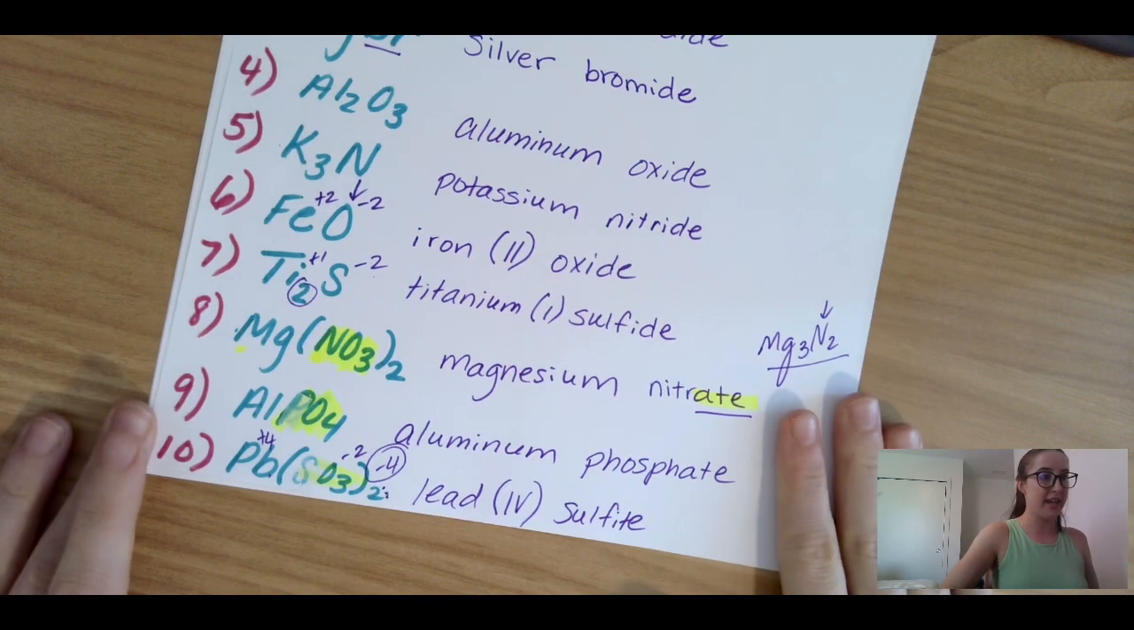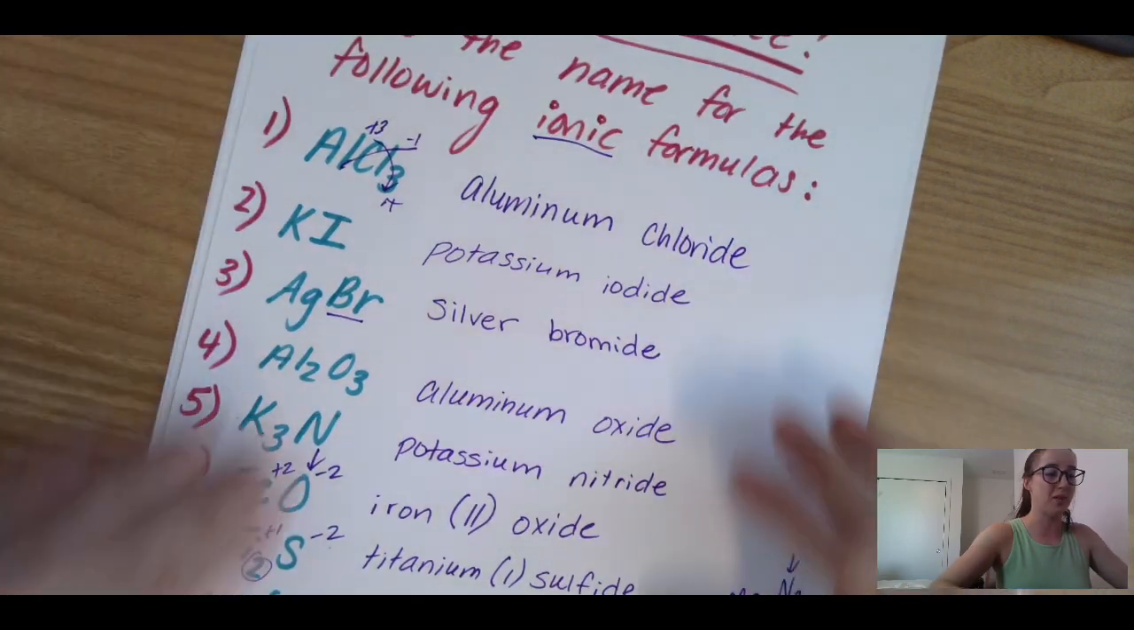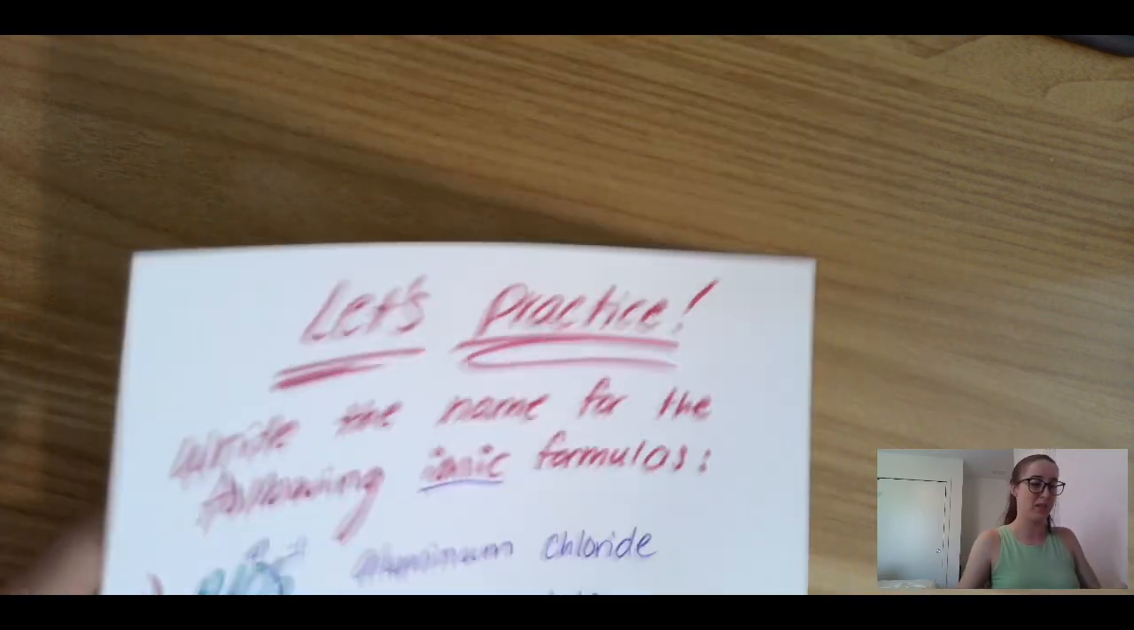But there you go. 10 fantastic examples of naming ionic formulas, doing the easy ones, going down to the more complex ones. And there you go.